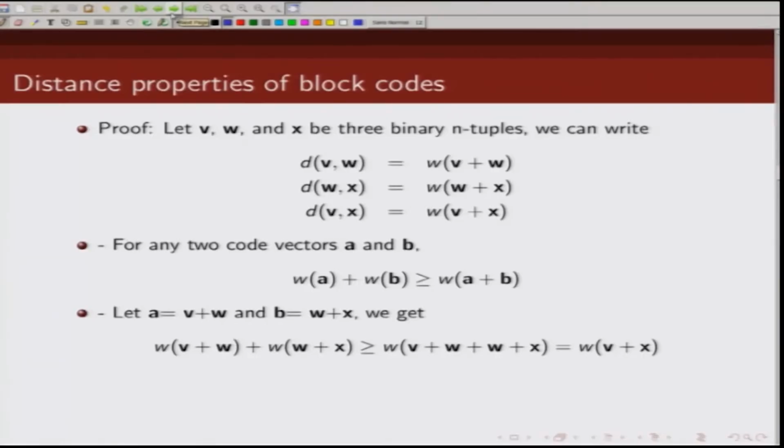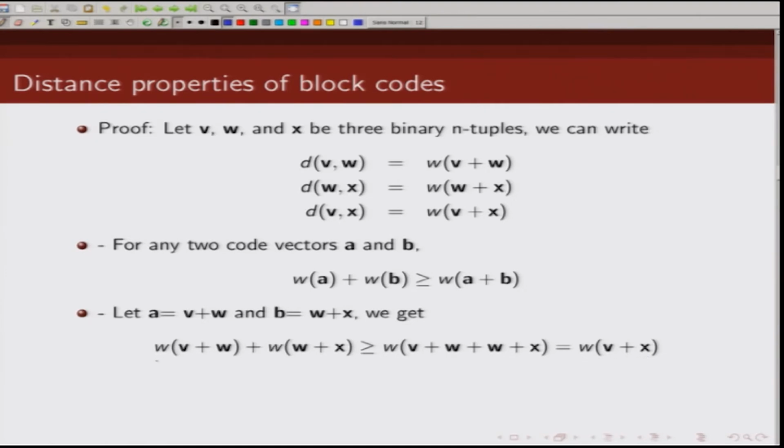So, let us choose A to be V plus W and B to be W plus X. If we choose these values of A and B and put them in this inequality, what we get is weight of V plus W plus weight of W plus X is greater than or equal to weight of V plus W plus W plus X. W plus W is going to be 0. So, this will be V plus X.